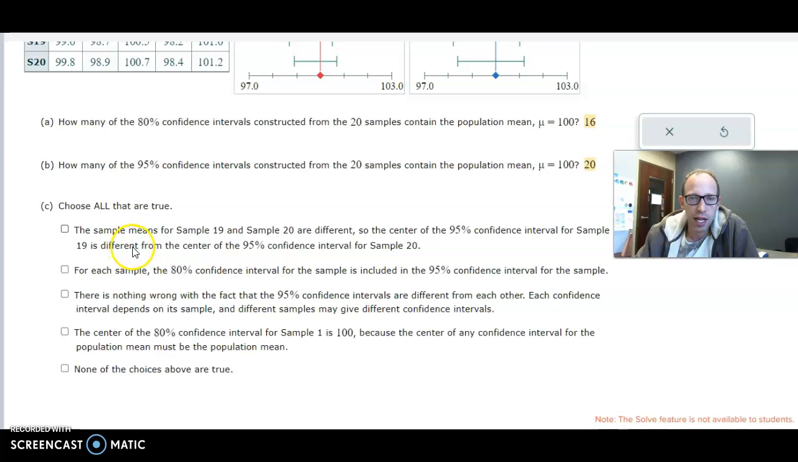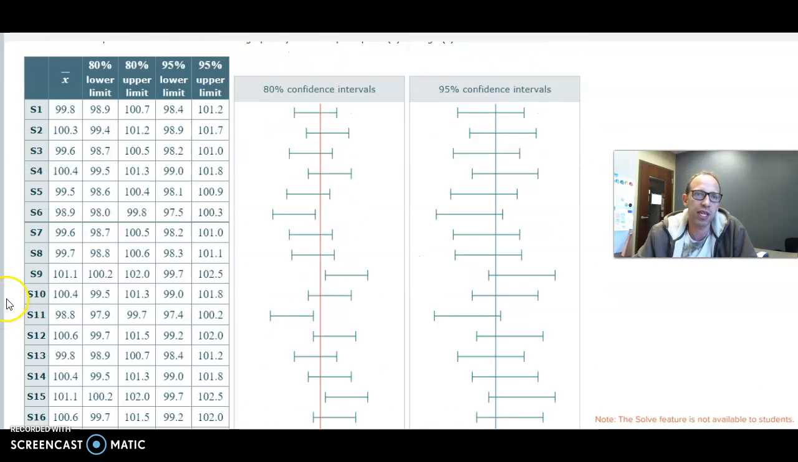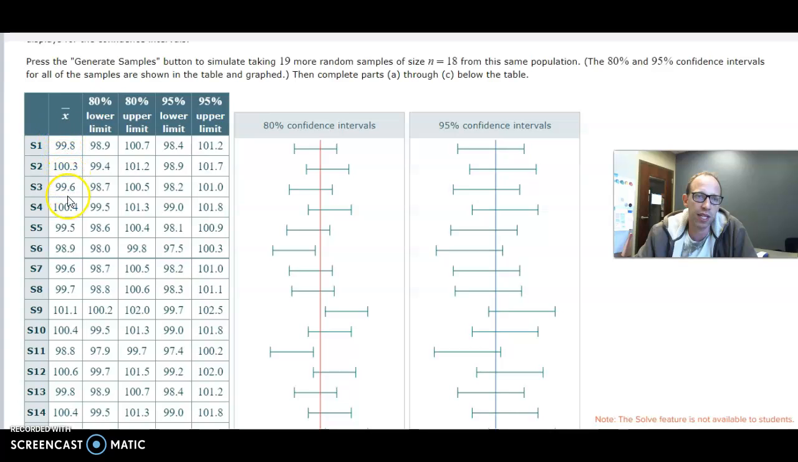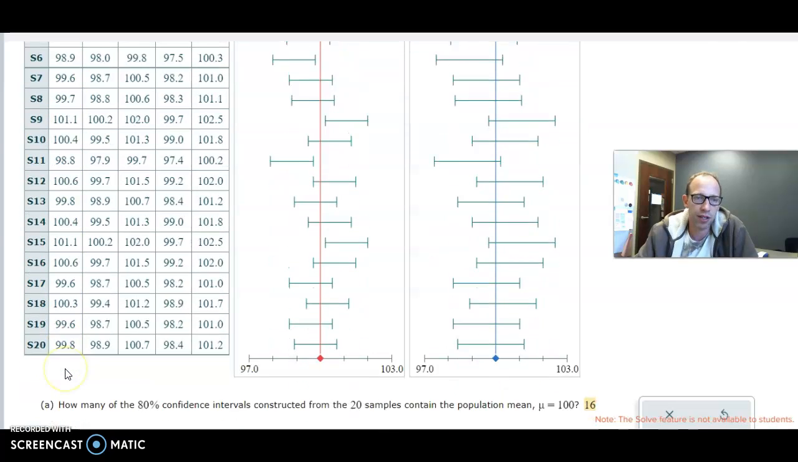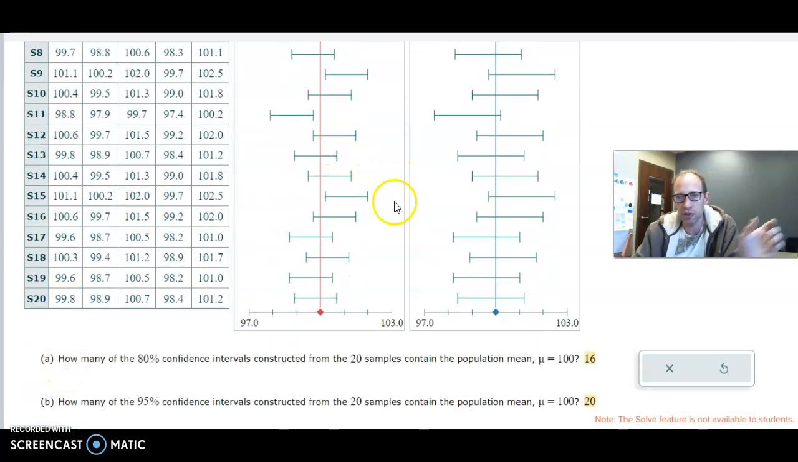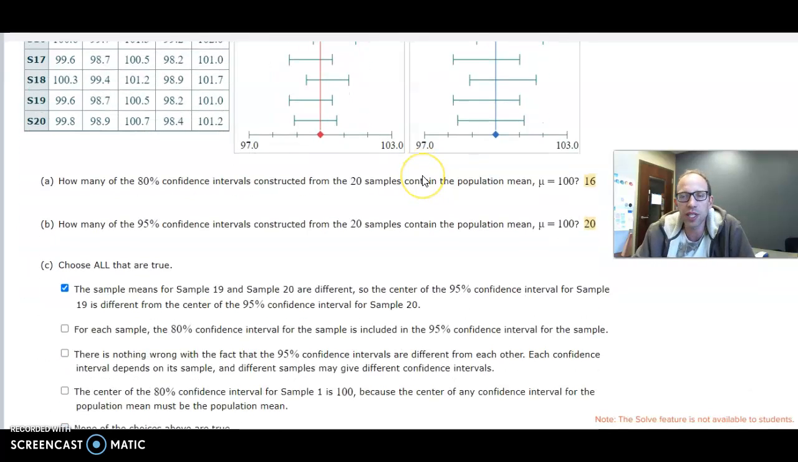So sample means are different. So the center, this is true. Each confidence interval is based on a different sample mean, and they tell you what the sample means are here. You can see that each interval is centered a little differently. That's completely normal. Just like if you take 20 JMU students, average their shoe size, take another 20, average it, it'd probably be a little different, right?